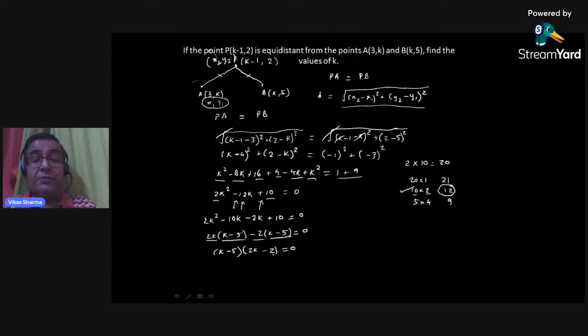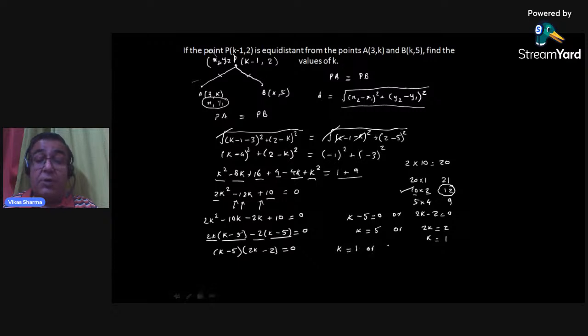Now if the product of two factors is equal to 0, that means either one of the factors should be 0. That means either k minus 5 is equal to 0, or 2k minus 2 is equal to 0. So if k minus 5 is equal to 0, taking 5 to the other side, we get k is equal to 5, or in this case, we take 2 to the other side, so 2k will be equal to 2, and dividing both sides by 2, we get k is equal to 1. So obviously, k could have a value of 1 also, or it could have a value of 5 also.